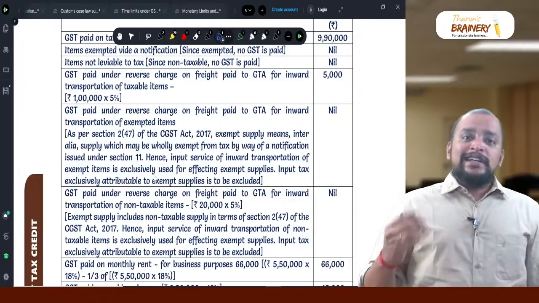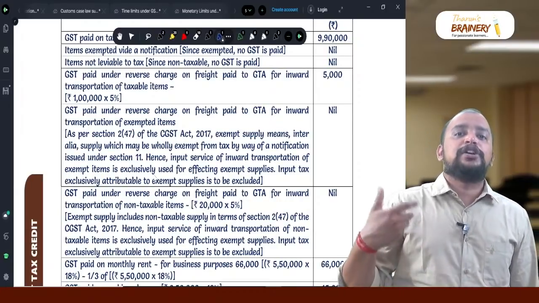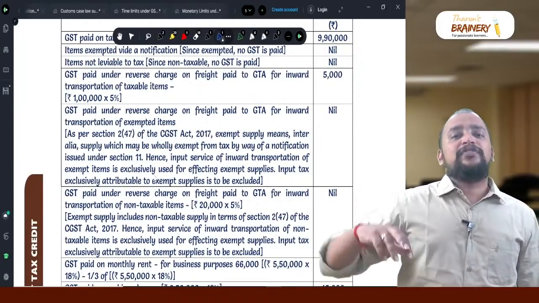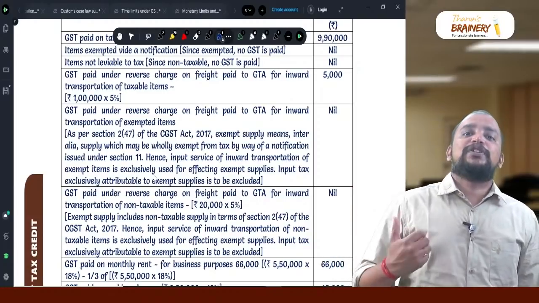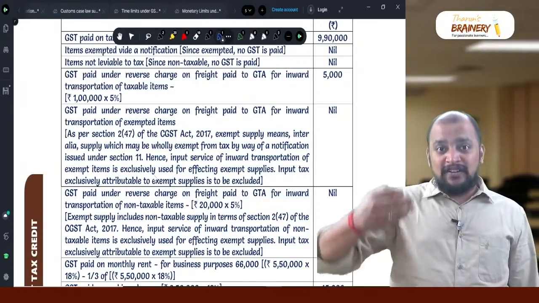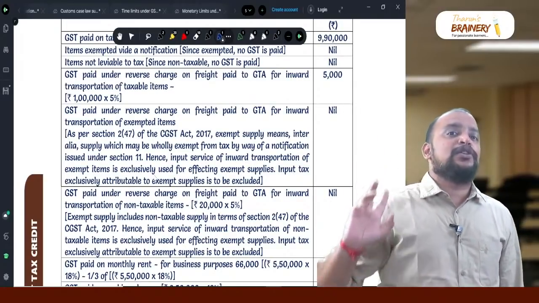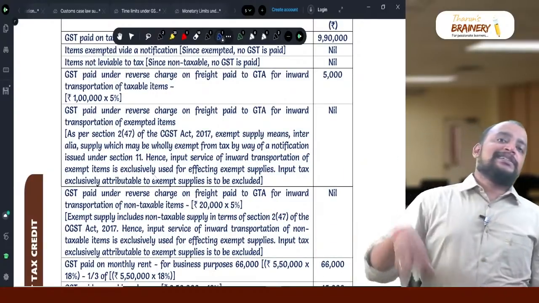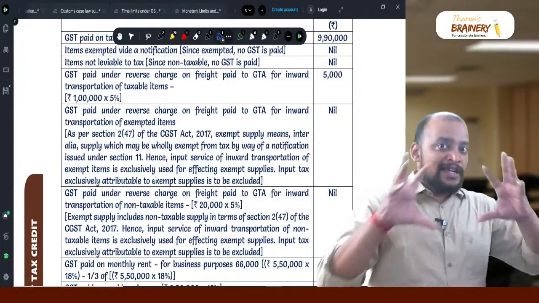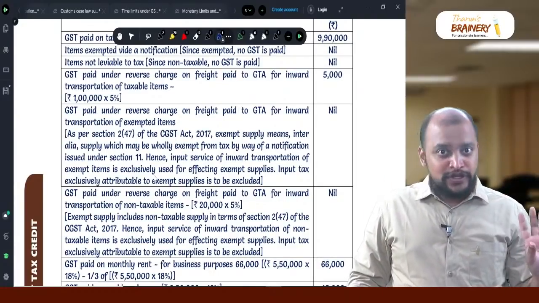Then 2 points, even though exempted, will be treated as taxable for availment of ITC, that is interest on loans, advances, deposits, other than for a banking company, financial institution, NBFC. And the next point is transportation of goods by vessel from India to outside India. Actually, this interest and transportation of goods by vessel from India to outside India is exempted for payment of GST, but it will be treated as taxable for the purpose of computation of ITC. So this area is not yet tested, so there is a possibility.